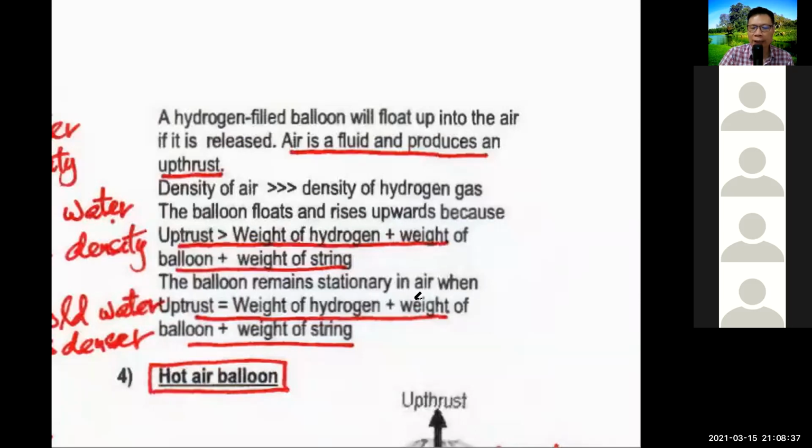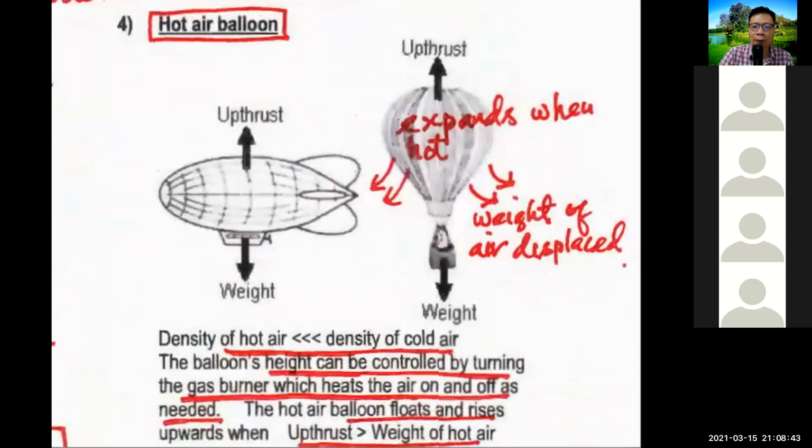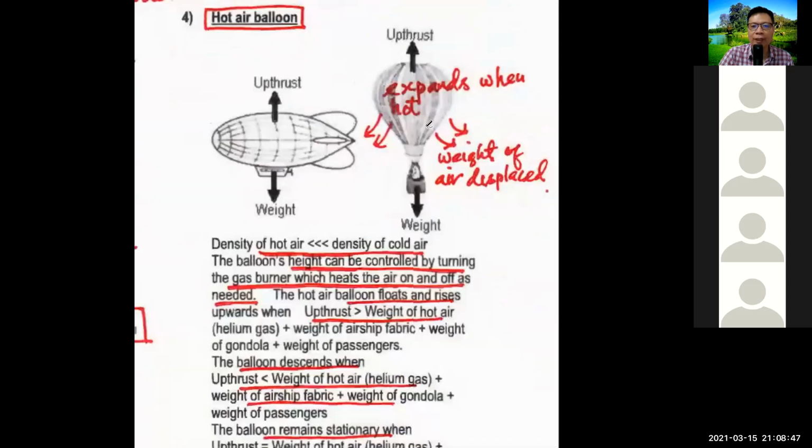So that was a hydrogen-filled balloon. Okay, now one more. This is even more important. It came out many, many times in the SPM. This is the hot air balloon. I'm sure you've seen it before, right?